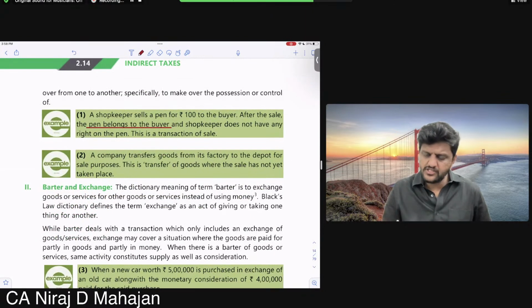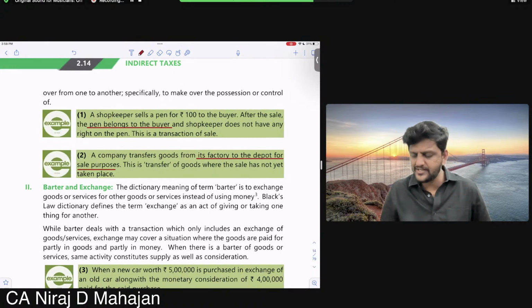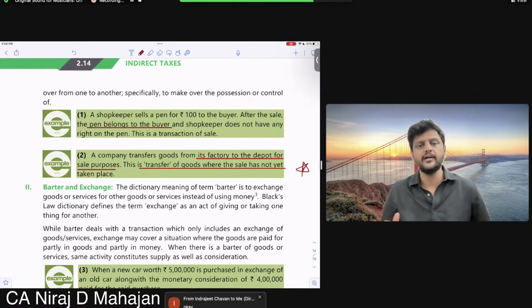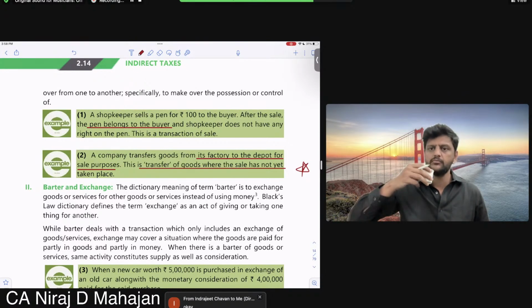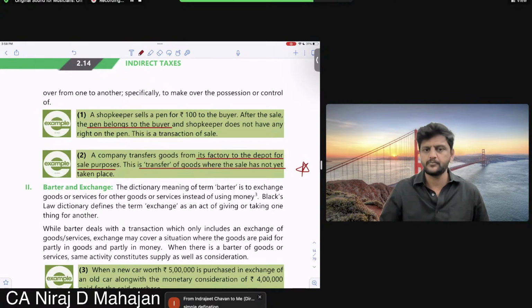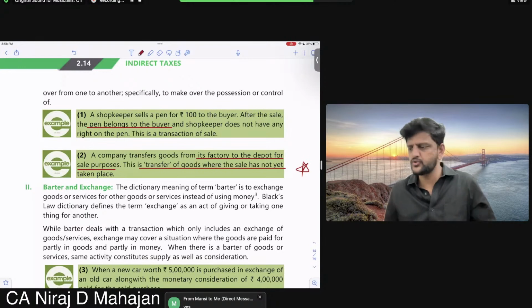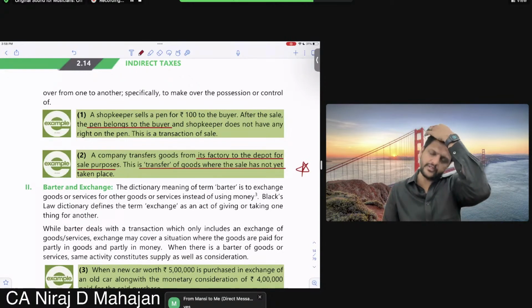A company transfers goods from its factory to the depot for sale purposes. This is transfer but not sale. Are हाँ या ना? This is a transfer where the sale has not yet taken place. Understood? So this is transfer. So transfer is not sale. Clear? But बच्चों, is transfer a supply? Yes, transfer is a supply. अरे हाँ अक्षय ओके. नितिन खुशबू.